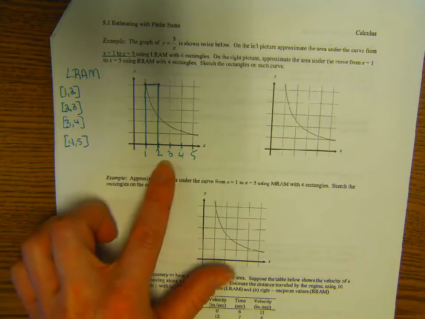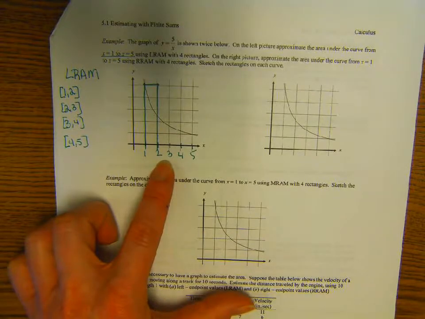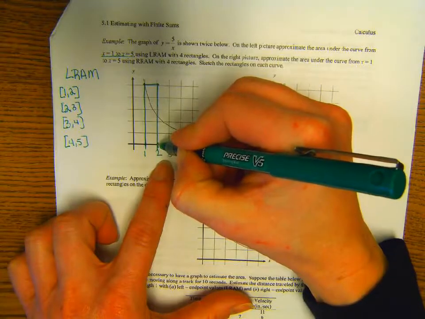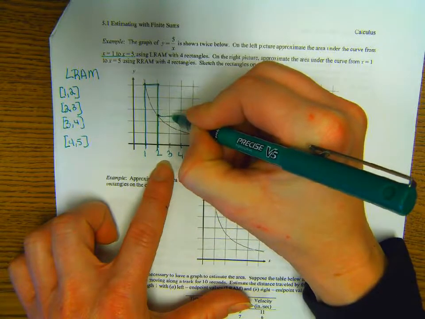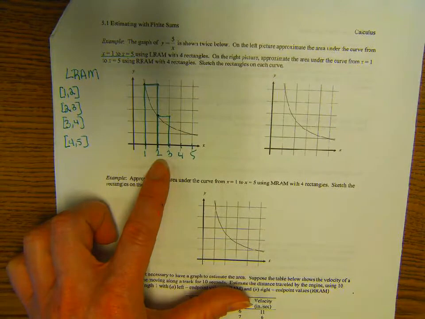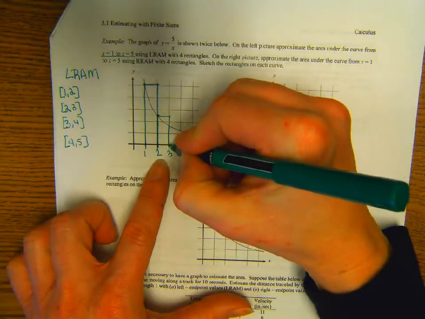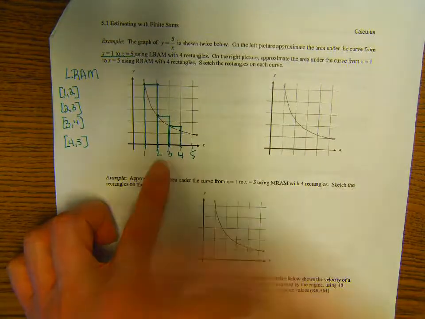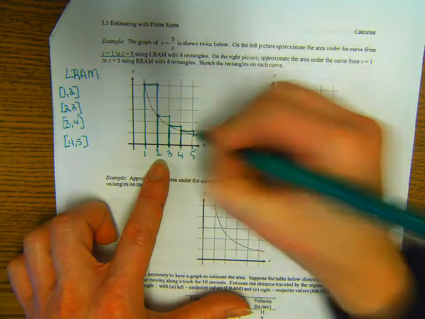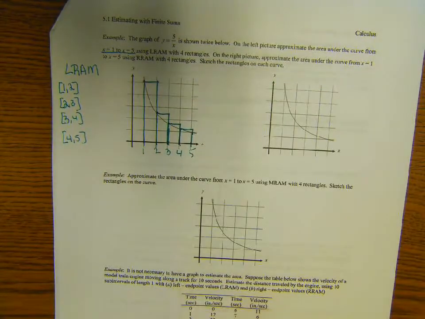From 2 to 3, what is the left endpoint of that interval? 2. So I'm going to go from 2 and I'm going to make my rectangle as high as when it hits the curve. From 3 to 4, I use 3, where 3 hits the curve. And from 4 to 5, I'm going to use 4. Since this is a decreasing function, this is going to be an overestimate. An LRAM will always be an overestimate because it's going to hit the endpoint at a higher spot when the function is decreasing.